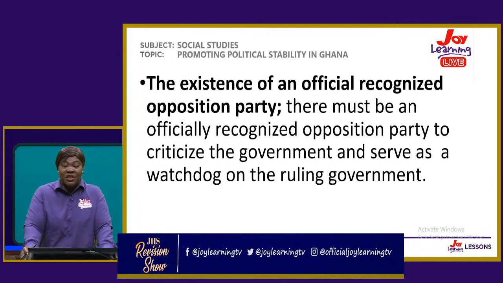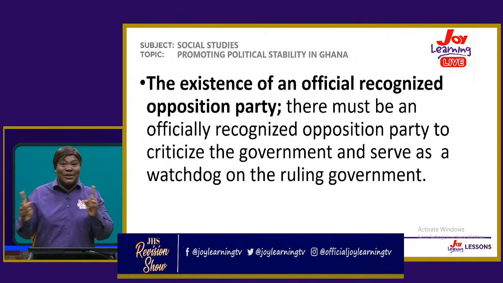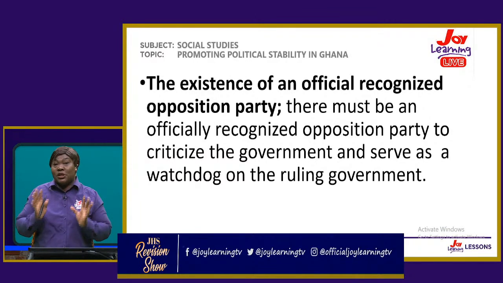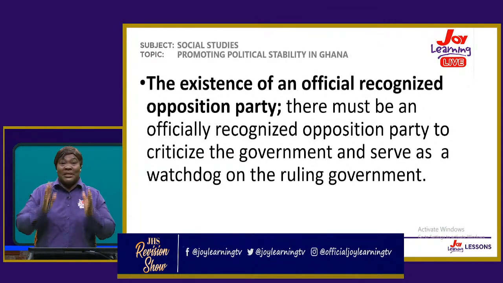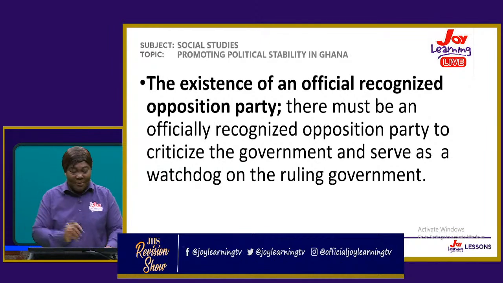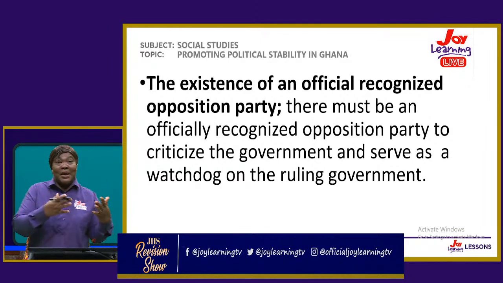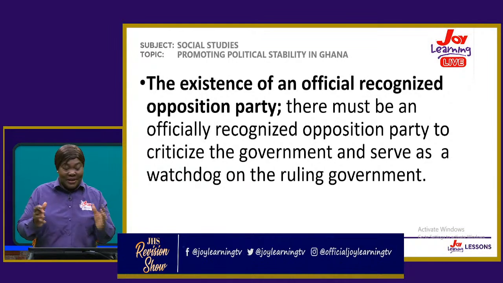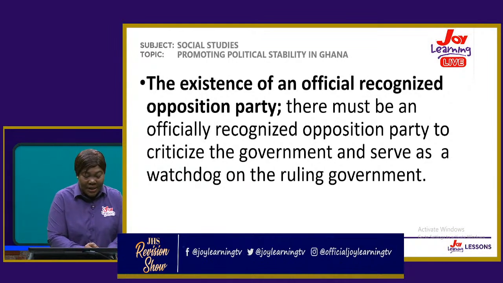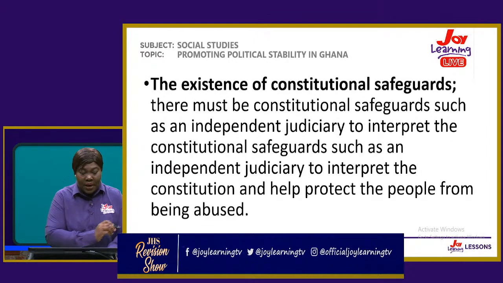The existence of an officially recognized opposition party. There must be an officially recognized opposition party to criticize the government and serve as a watchdog for the ruling government. So you can see that there are two parties now that do that. So that's the NPP and the NDC for now. And some other parties also lambast the other parties when they don't do the right thing. And I'm very happy to listen to some of the views of other political parties on TV when they talk about things they are not really happy about in the current government.